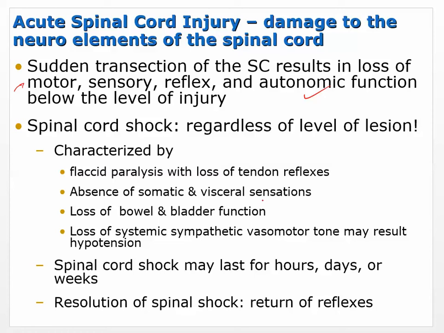And that includes bowel and bladder function, sympathetic vasomotor tone, may result in hypotension. That means you're not going to be able to cause vasoconstriction below that area, which could cause low blood pressure to happen.